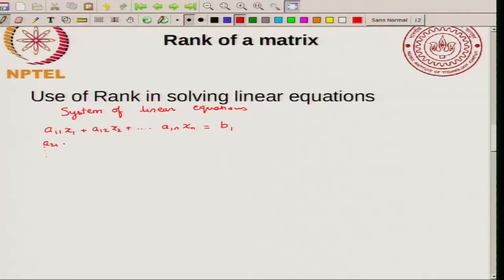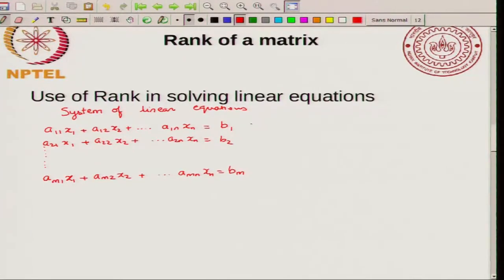So you had a21 x1 plus a22 x2 and all the way up to a2n xn equal to b2, and we had the same thing all the way up to am1 x1 plus am2 x2 plus all the way up to amn xn. This was equal to bm.